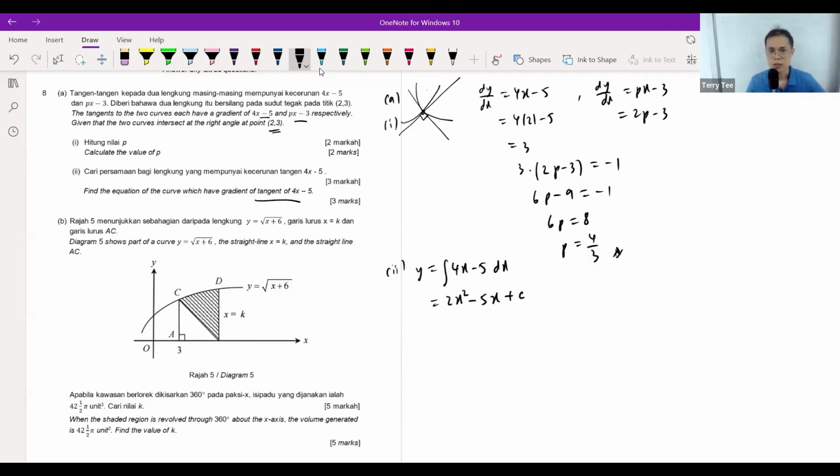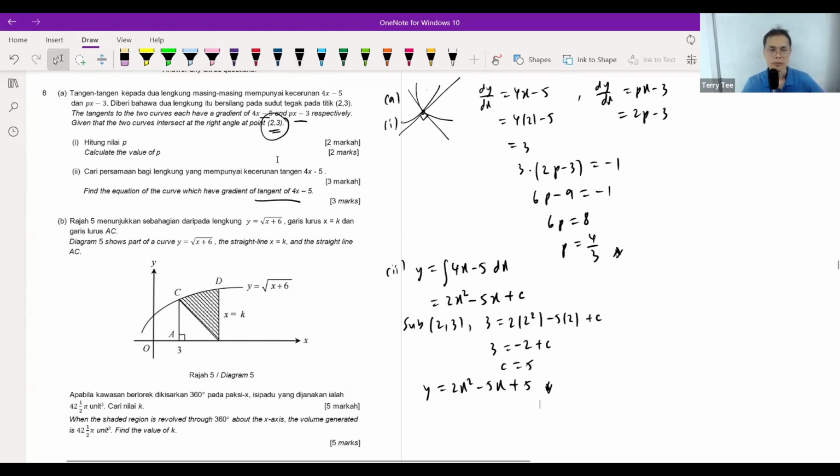So to find the value of c, we substitute a point that it passes through. In this case, 2, 3. We know it passes through 2, 3. Your y is 3. Your x is 2. Find your c. So this is 3. This is 8 minus 10, minus 2. My c is 5. Therefore, my equation of the curve is just this. Okay, that is part A.